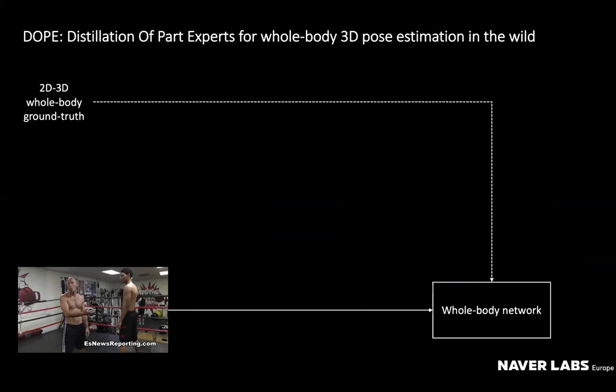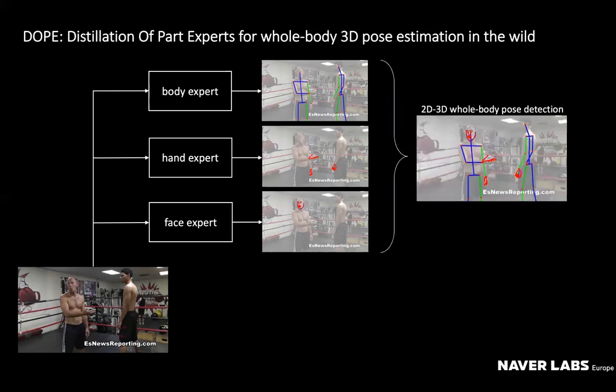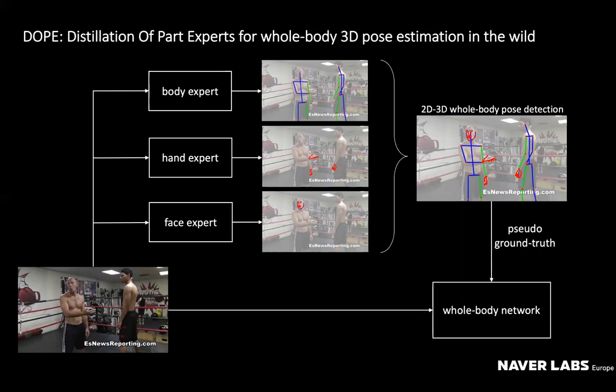Given a training image like the one on the bottom left, a whole body network requires ground truth annotations for bodies, hands, and faces observed in the image. As we do not have such data, we propose to use an expert for each body part separately. By expert, we mean a network specialized for the 2D, 3D pose estimation of a given body part. In this example, we run a body expert, a hand expert, and a face expert in order to obtain detections and 2D, 3D poses for bodies, hands, and faces respectively. By combining the outputs of the three experts, we obtain detections for the whole bodies. These detections can then be used as pseudo-ground truth to train our whole body network.